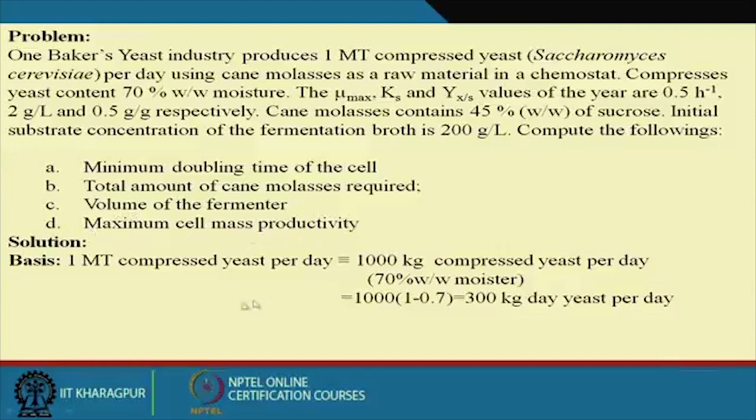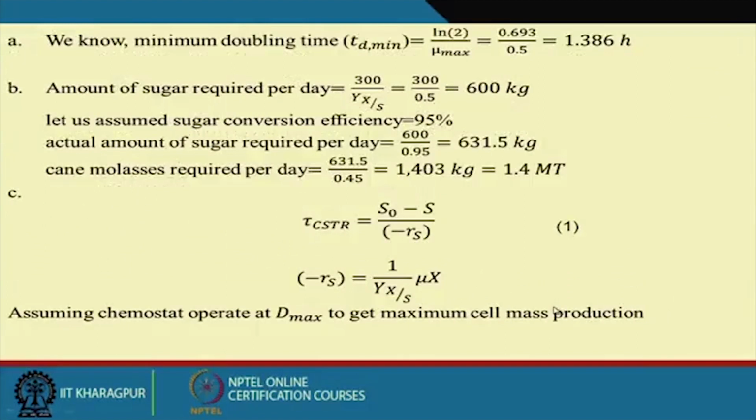maximum cell mass productivity. 1 metric ton of compressed yeast means 1000 kg of compressed yeast per day, and since it contains 70% moisture, we can assume it contains 30% total solid. So, if you multiply by 0.3, you will get 300 kg of dry yeast per day.